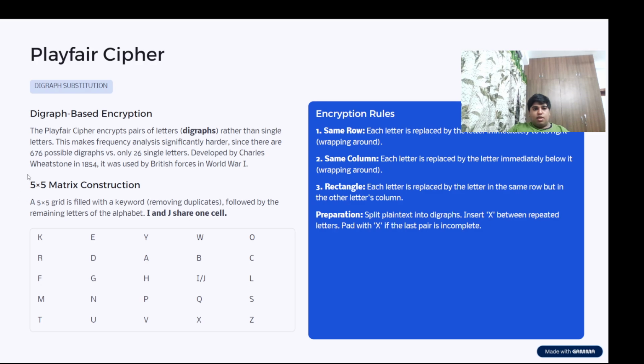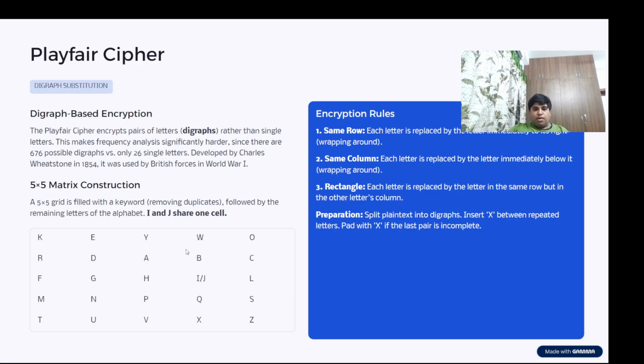The technique involves a 5 by 5 matrix construction. Here a 5 by 5 grid is filled with a keyword, removing duplicates, followed by the remaining letters of the alphabet. One thing to note is that I and J share one cell.